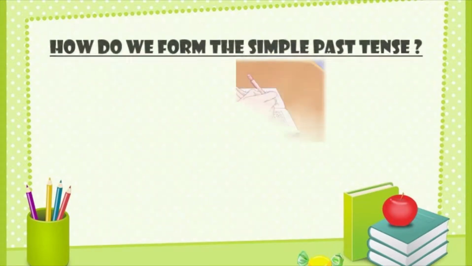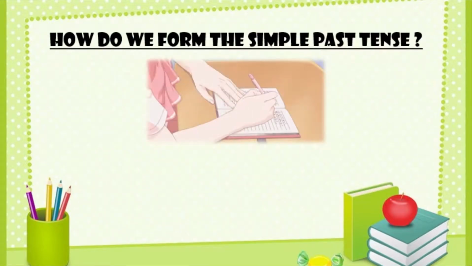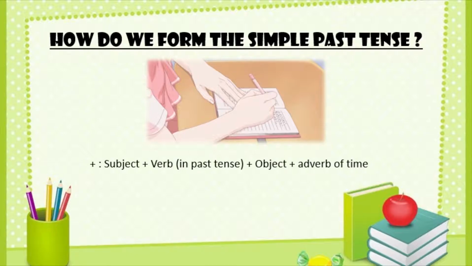Okay, everybody. How do we form the simple past tense in sentences? Okay, let's start with the first. It is about the positive sentence. So first you have to use the subject like I, you, we, they, he, she, it, and many more, and also the verb, and the verb should be in past tense. Okay? You cannot use the base form. Okay? Plus the object and plus the adverb of time.